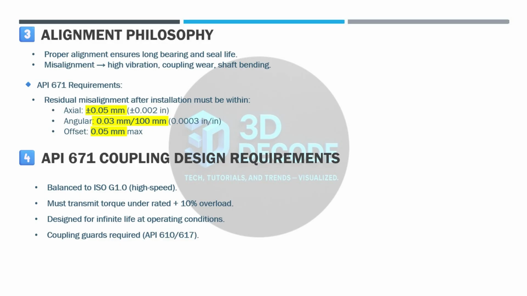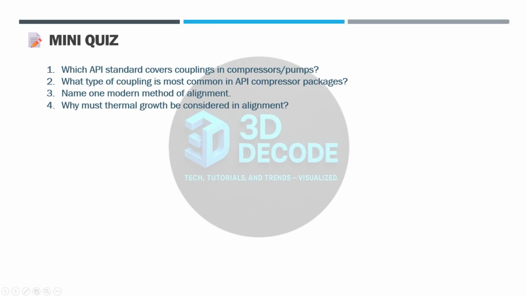API 671 Coupling Design Requirements. According to API 671, couplings must be balanced to ISO G1.0 for high-speed operation, transmit rated torque plus 10% overload, be designed for infinite life at operating conditions, be covered with proper coupling guards as required by API 610 and API 617. Mini quiz, quick knowledge check.